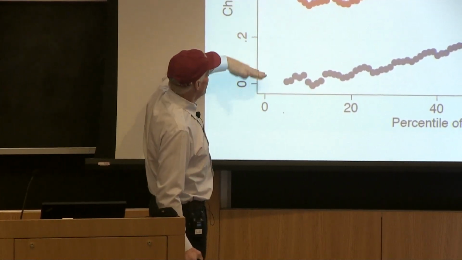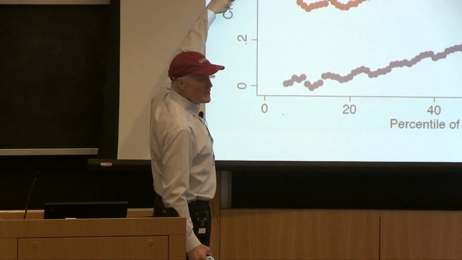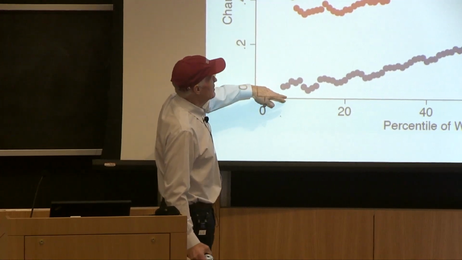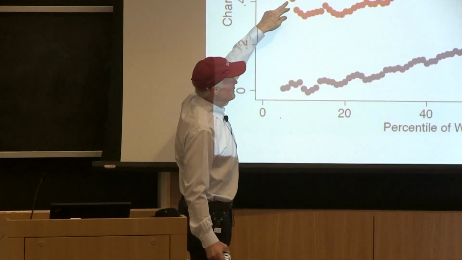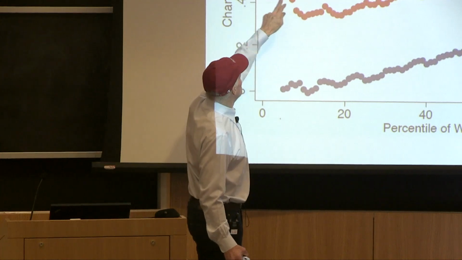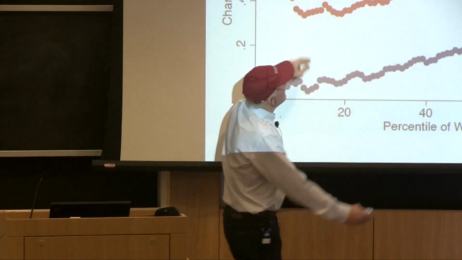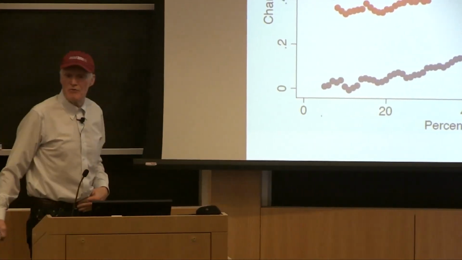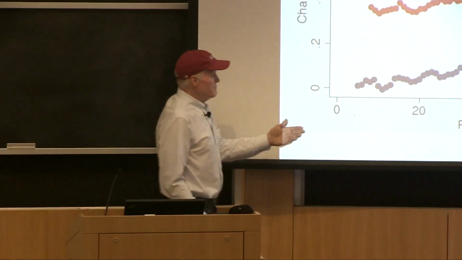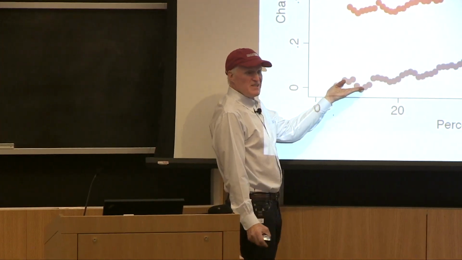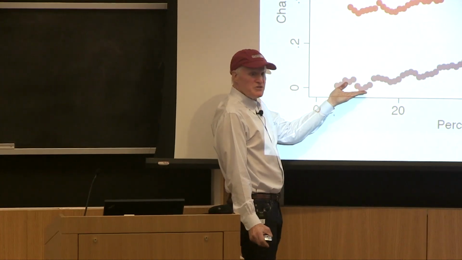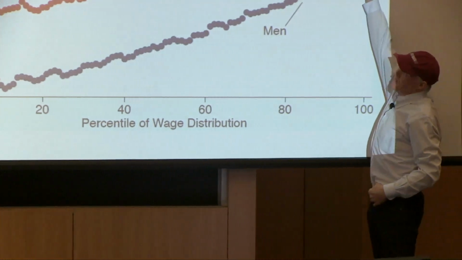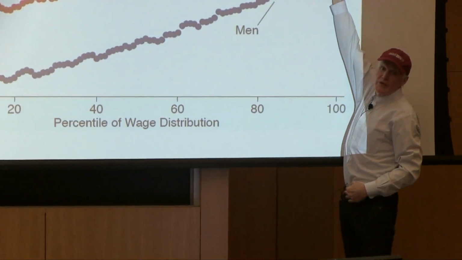So think about 0.4 over 40 years as like 1% a year. This is the real wage growth experienced by the lowest percentile women. The lowest percentiles of women gained about 1% a year. The highest percentile women gained over 2.5% a year over that period. If you look within men, the lowest percentiles of men, basically no growth at all in real wages. Highest percentile men, growth of about 1.5% per year, 0.6 over 40 years.